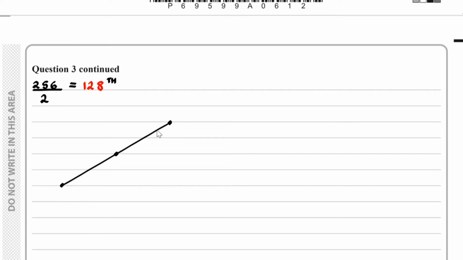Now the next thing to do is create a line segment. Now we want to find out the median, and the median will be the 128th value. And let's call the median Q2.